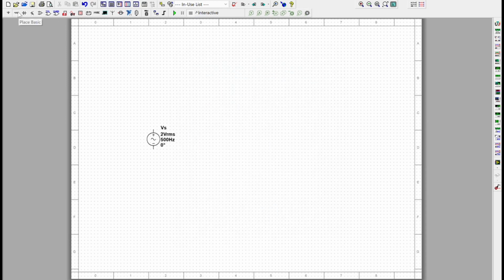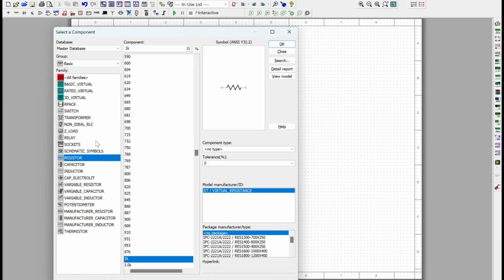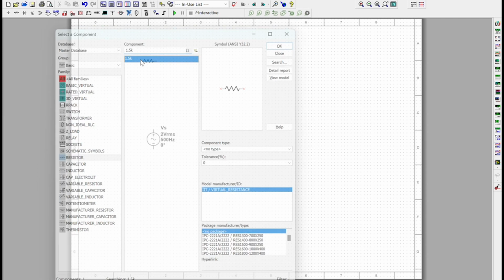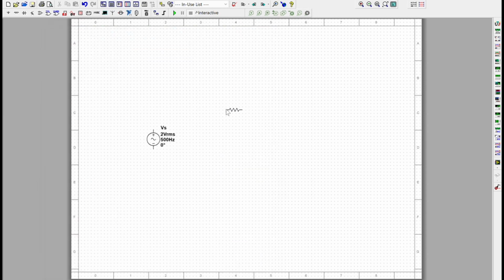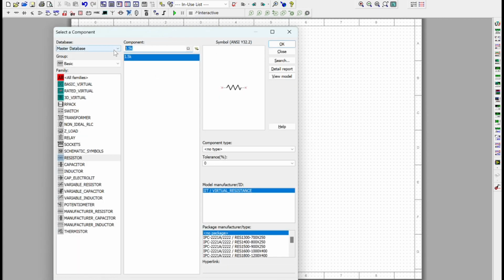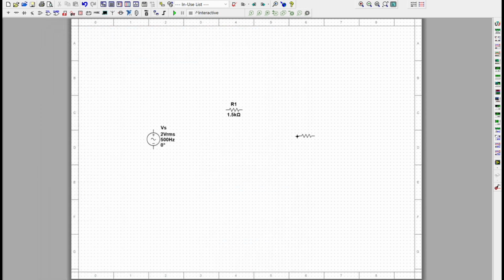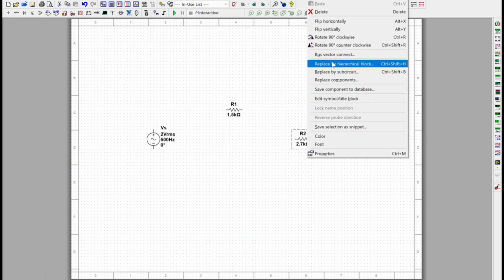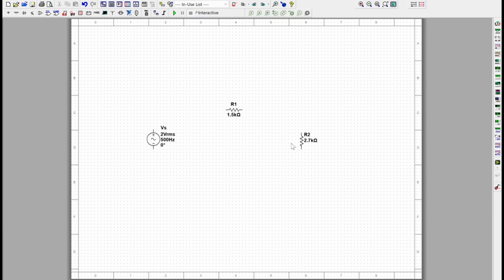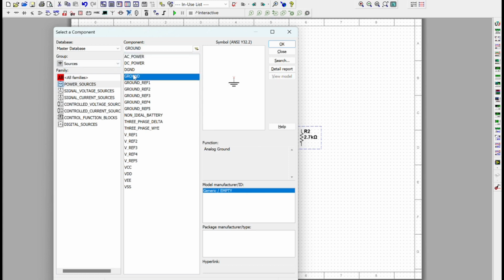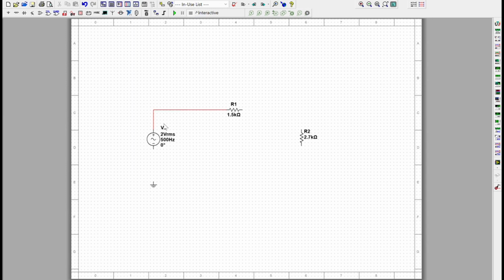And then next we are going to place our resistors. The value of our first resistor is going to be 1.5 k ohms. Place that there. And then our second one is going to be 2.7, and place that over here. We're going to rotate this one, and then we are going to place our ground, which is going to be this one right here, and then we can wire them all together.